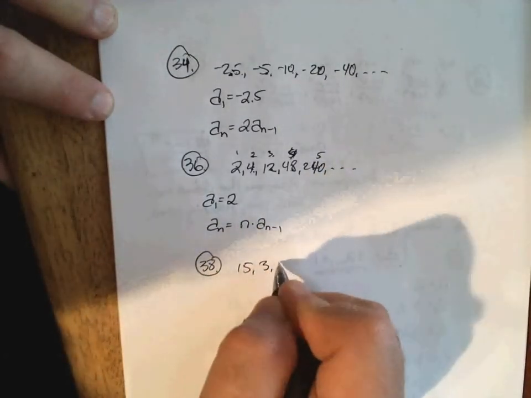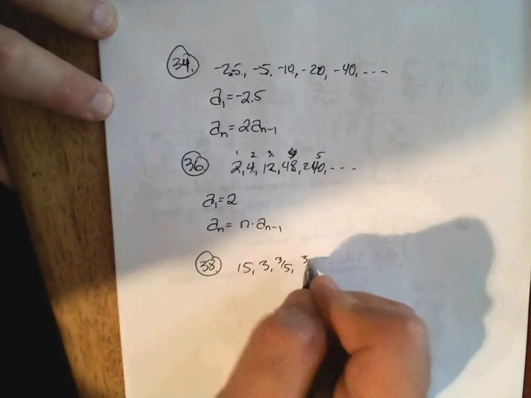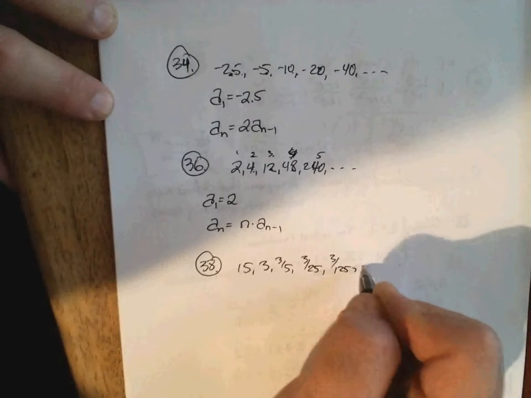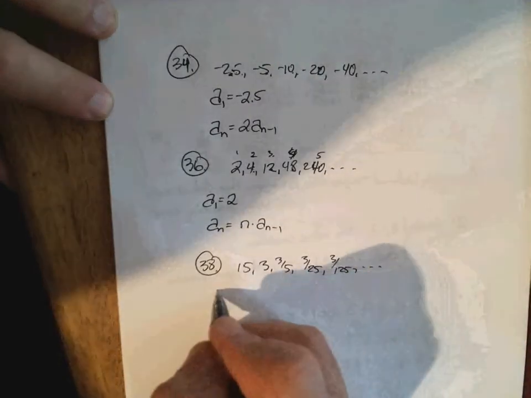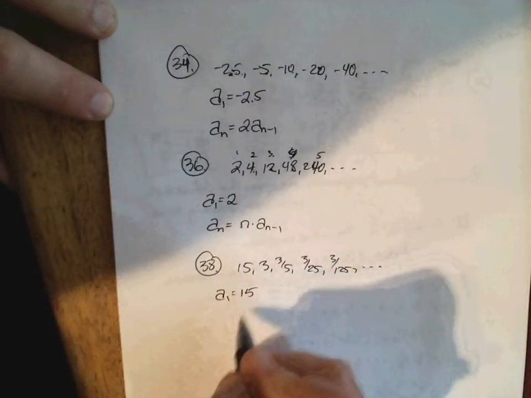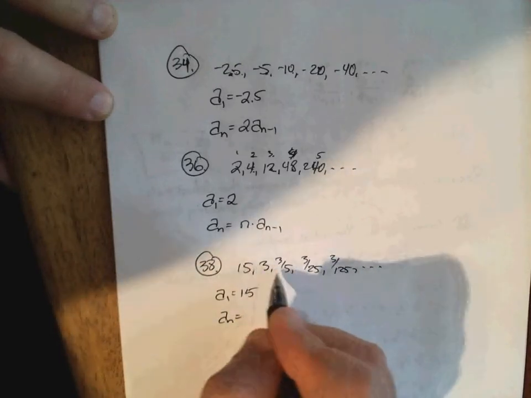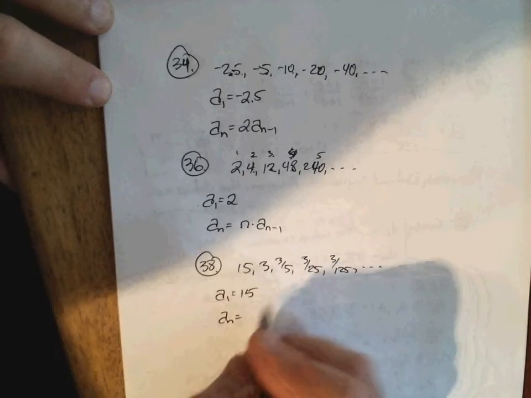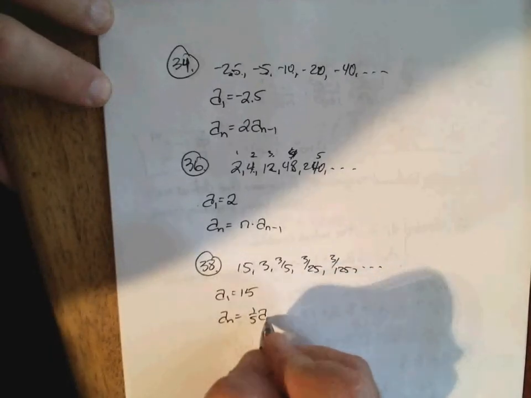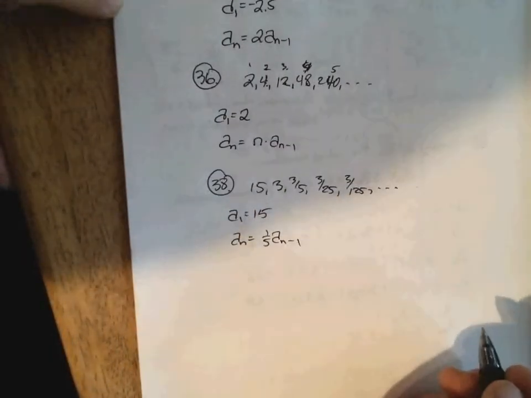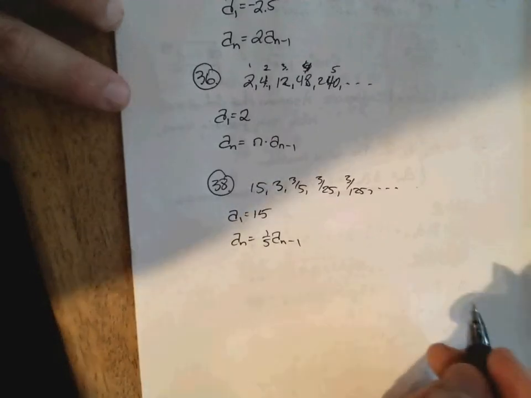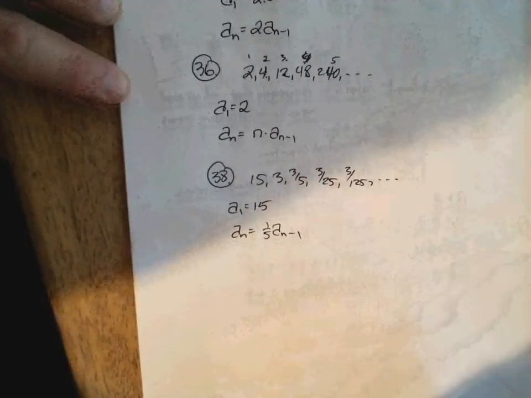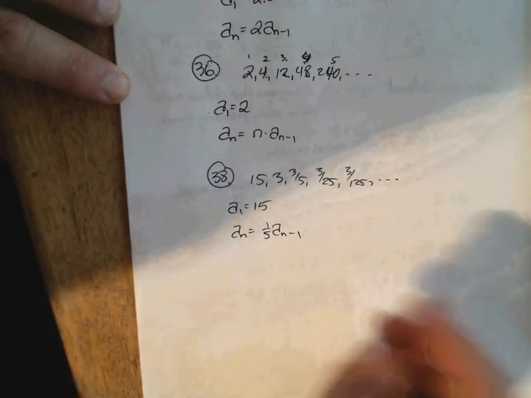38. 15, 3, 3/5, 3/25, 3/125, and on and on. So what am I doing here? Well, the first term is 15, and what am I doing each time? I'm multiplying the previous term by 1/5 to get the next term. So 1/5 a sub n minus 1 is the generating function, okay? Or is the recursive relation, okay?